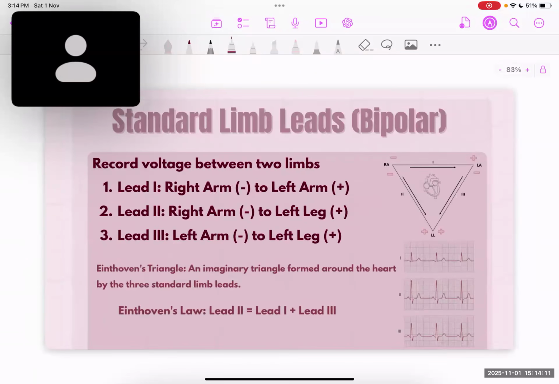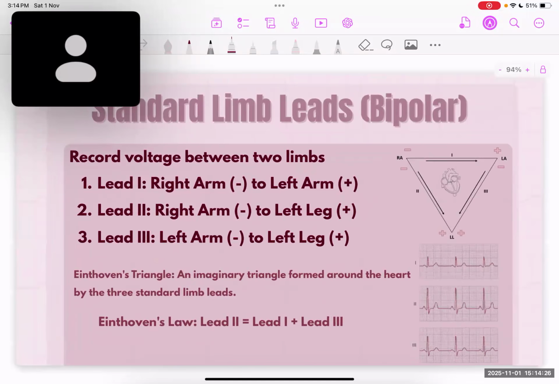So we have our standard limb leads, or our bipolar leads. Why are they called bipolar leads? Because you place them on two of your limbs. So they're going to record the voltages between two limbs. We have lead 1, lead 2, and lead 3. Lead 1, which is the first one, on your right arm is going to be the negative electrode, and it's going to go towards your left arm, which is going to be your positive. This is how it's going to be placed in your body. So from your right arm to the left arm.